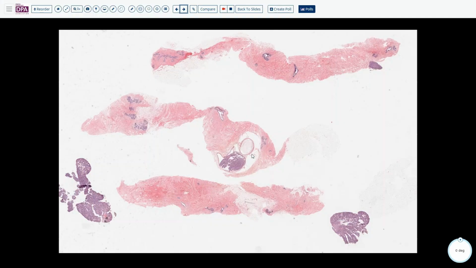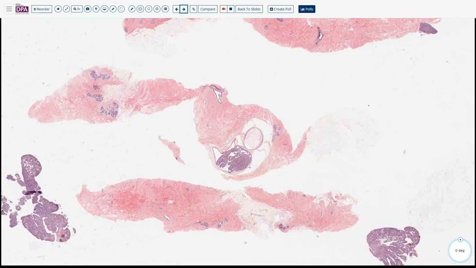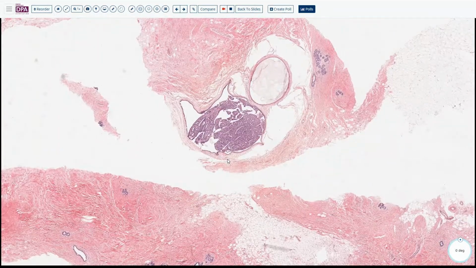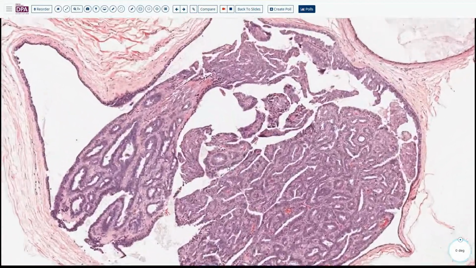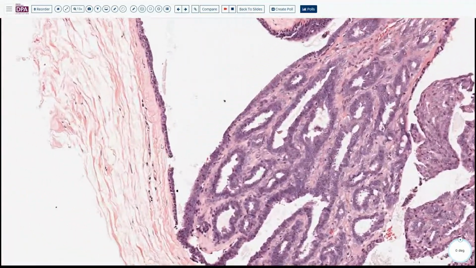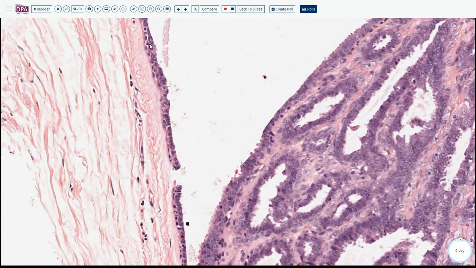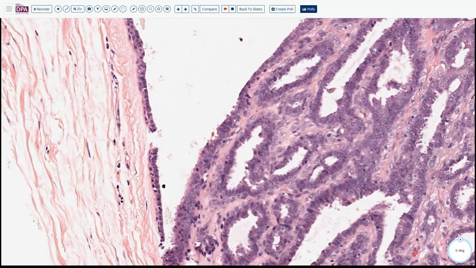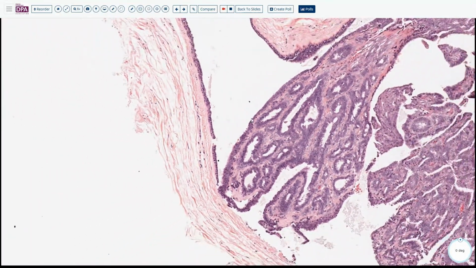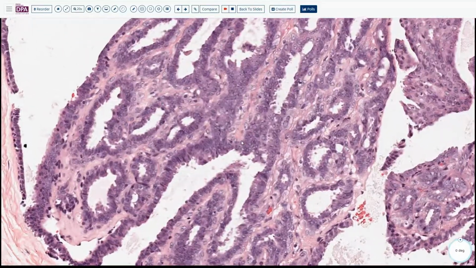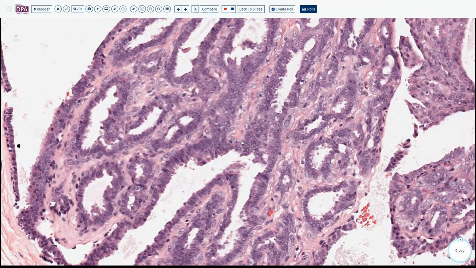Yeah, I can do this one. Good. So what we're seeing in the center of the screen is a well-encapsulated papillary lesion. Zooming in, it appears to have myoepithelial cells both on the outside and in the fibrovascular cores themselves. Also not really seeing a lot of nuclear activity with that, but I think this is just a regular intraductal papilloma.